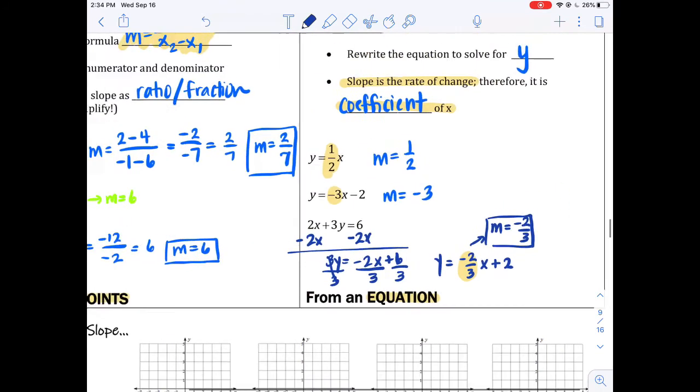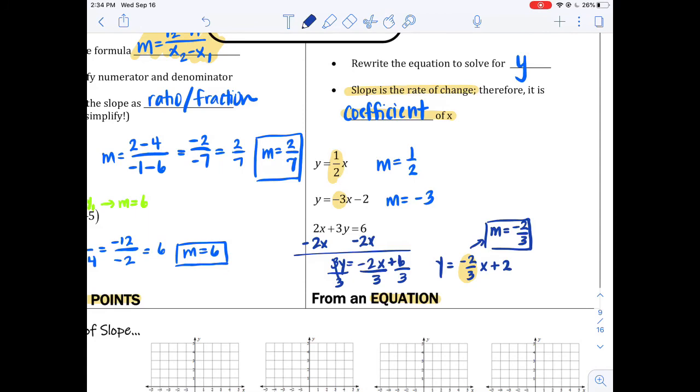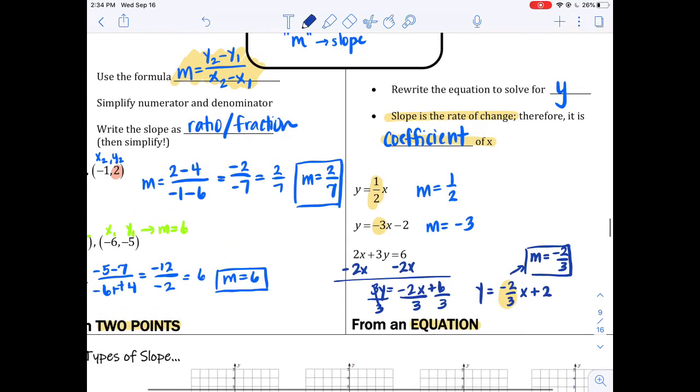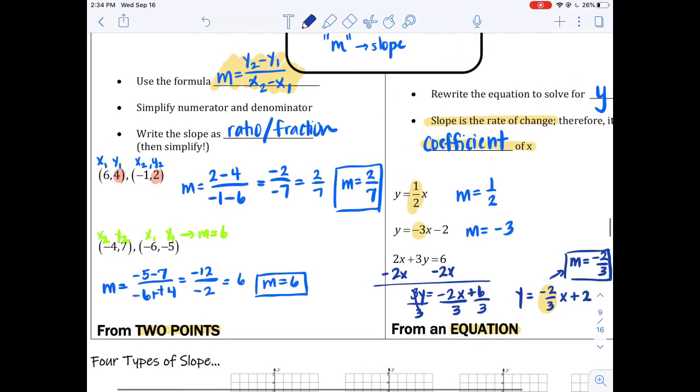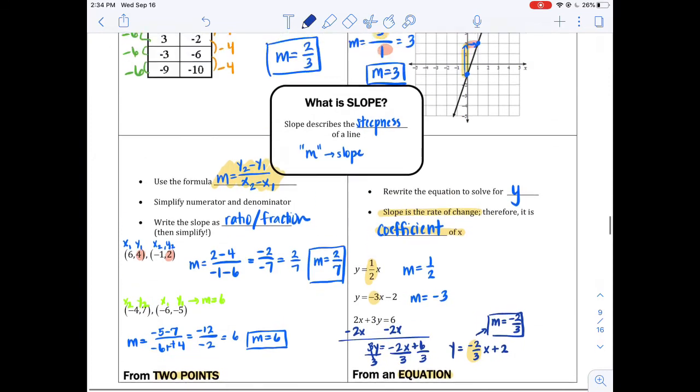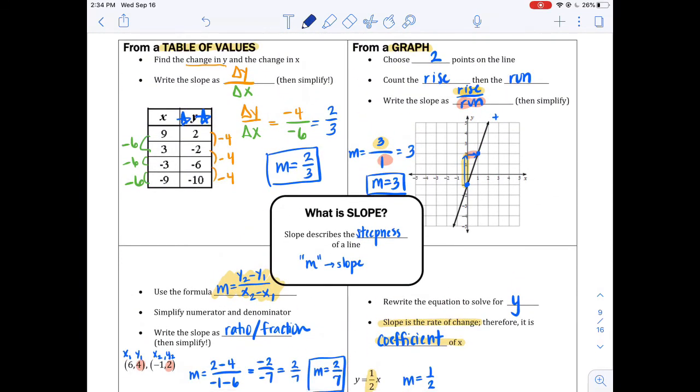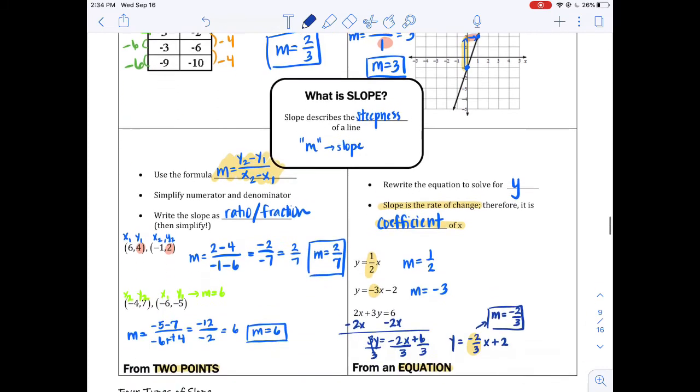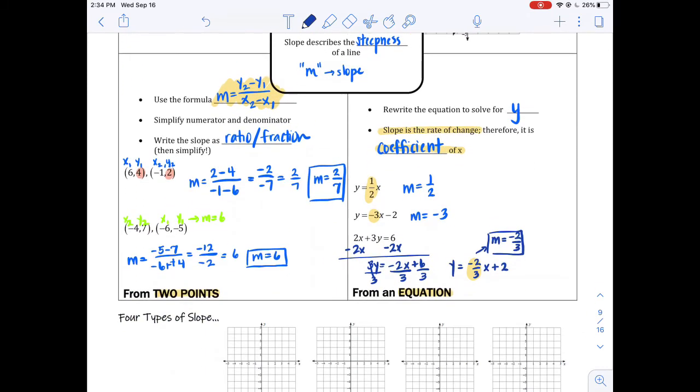So sometimes when you're calculating slope, it does require you to rewrite the equation, but once you have y isolated, you can identify the slope because it's the coefficient of x. So that summarizes the 4 ways to calculate the slope. So from a table of values, from a graph, from 2 points, or from an equation.